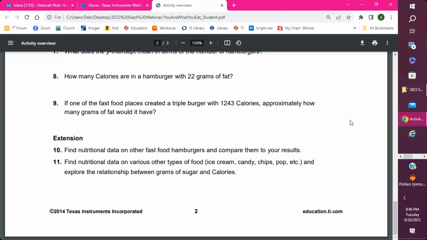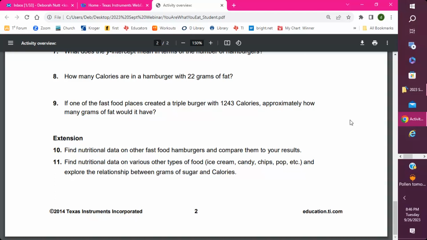If you wanted your students to actually collect data, have them look up the grams of fat and calories for hamburgers. Get some of the local restaurants in town, besides the McDonald's and the Wendy's, that have hamburgers, and have them call or look on their websites.